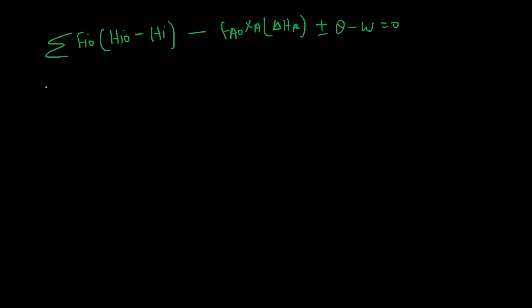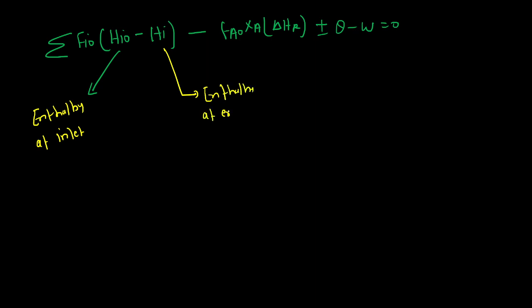So case first, here can I write: enthalpy of inlet condition, here exit, enthalpy of reaction, and Fa naught is the molar flow rate of the limiting reagent, right? And X is the conversion of the limiting reagent, right?